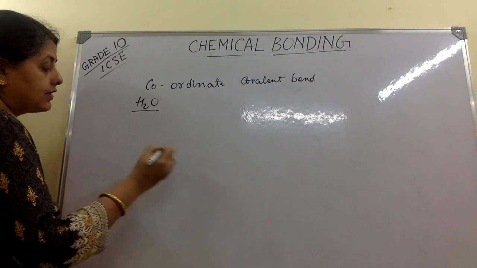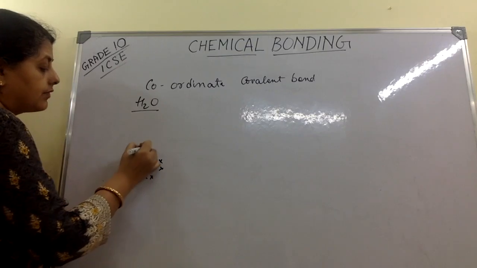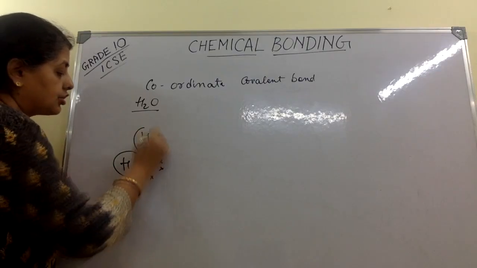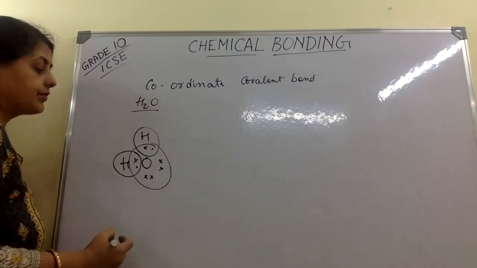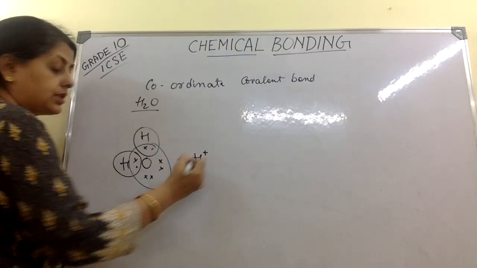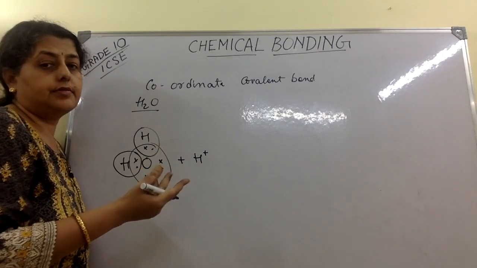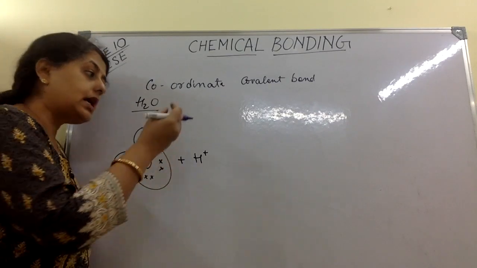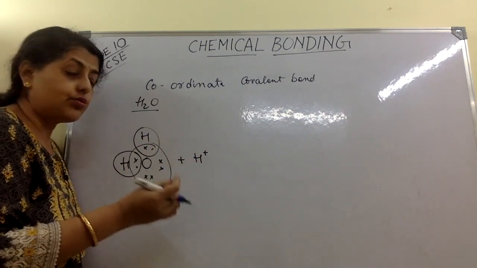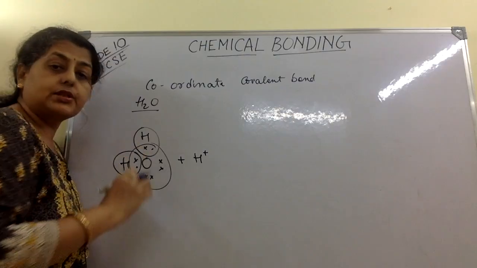So oxygen has 6 in the outermost orbit: 1, 2, 3, 4, 5 and 6. And here comes the hydrogen. So this is our H2O. You can see this is water. Now what happens if one H plus ion comes to this? First we have to understand what H plus means. Hydrogen had one electron, and it has donated that, and that is what made it H plus. So it does not have any electron, it just has a proton, and that is why it has this positive charge. Now what happens if one H plus ion comes close to this?